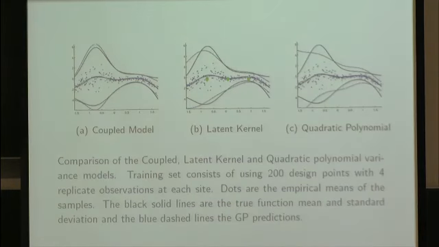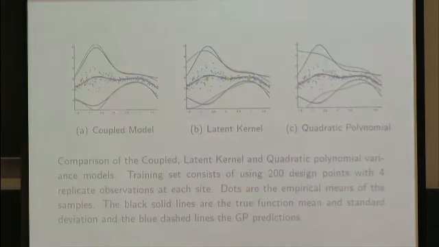Just a short picture on applying these three models, the coupled model, latent kernel, and quadratic polynomial, for the variance, and fitting it to this black line, which is the true model, and the blue dots here are the observations that you see, 4 at each point. The coupled model has the best fit. The latent kernel here, these green diamonds, are the basis where you are centered, and the quadratic is a global basis, so you don't need anything.